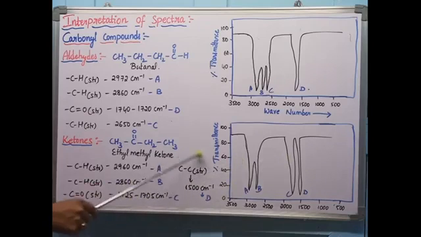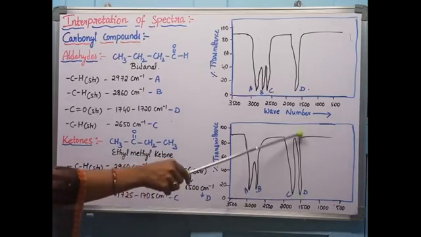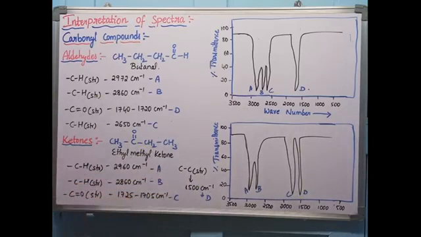Next, you will see CC stretching. This CC stretching will be observed at 1500 centimeter inverse. That is peak D. So this is a way of drawing spectra for different functional groups. If you know the values perfectly, you need to read the values and practice them, then only you can draw this spectra easily.